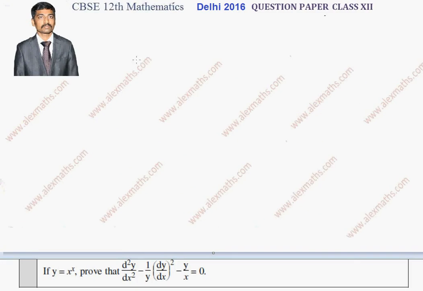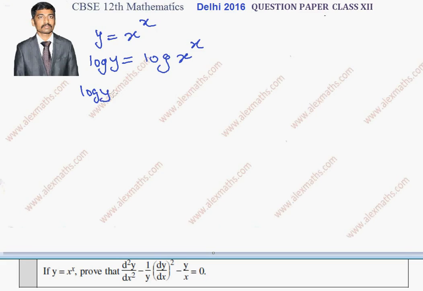Coming to the next OR question, they have given y is equal to x power x and we have to prove the given expression, that is d square y by dx square minus 1 by y into dy by dx whole square minus y by x. Since y equals x power x, we have to take log on both the sides. So log y equals log of x power x. Then this is log y equals x log x.